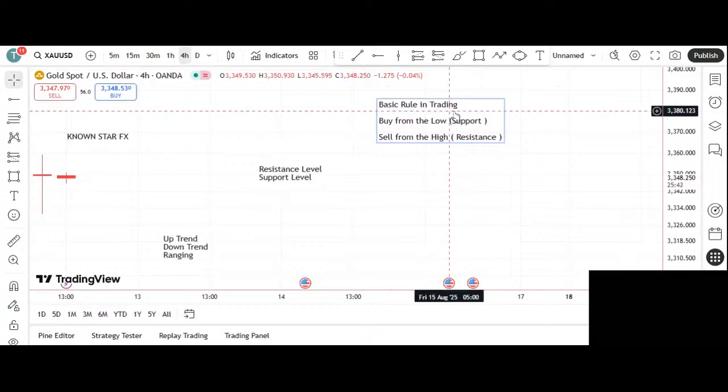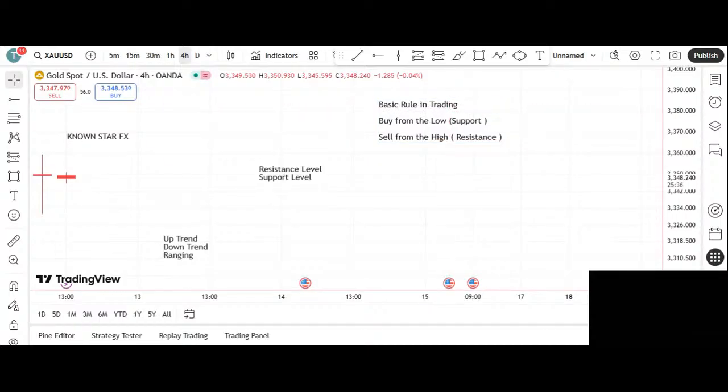There is a lot of psychology behind the support and resistance level, and I want you to understand that clearly.